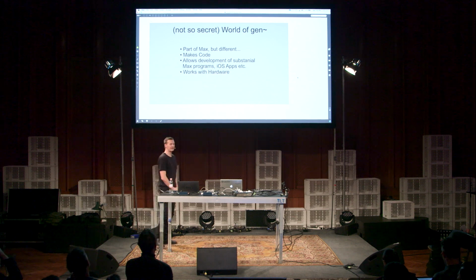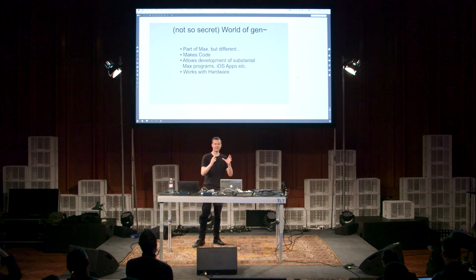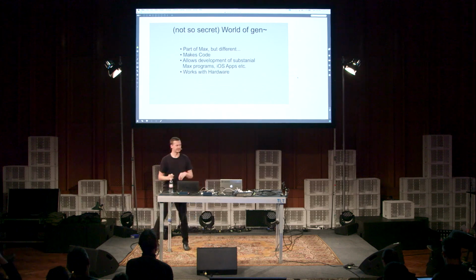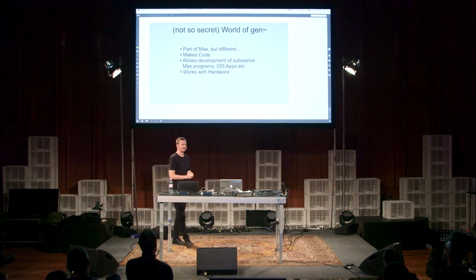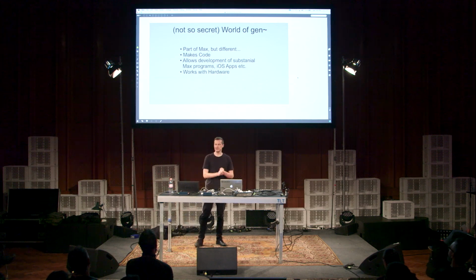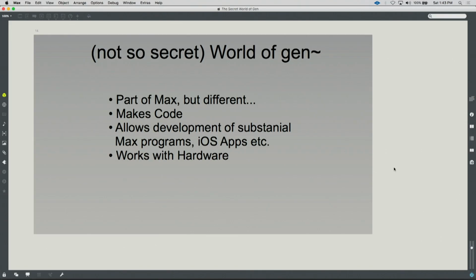So I want to wrap up. As we've learnt, Gen is a part of Max with its own patching environment inside Max, but it's a little bit different. It does have a restricted object set, but those objects are highly optimized. Gen makes code as we work, and we can either just ignore it or we can export it and use it elsewhere. Gen allows you to make more substantial Max programs, iOS applications, plugins, etc. And as we saw from the Mod Devices guys, Gen works with hardware.